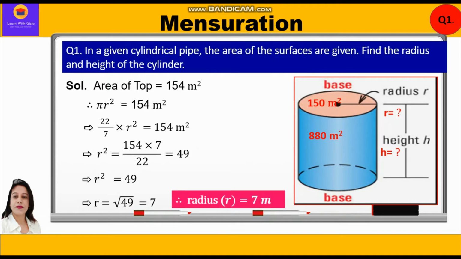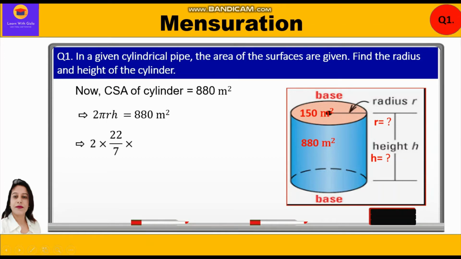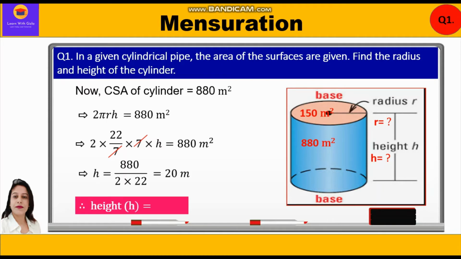Further, curved surface area of the cylinder is equal to 880 meters square. Now formula of curved surface area is 2 pi r h. So we shall write 2 pi r h is equal to 880 meters square. Now we shall substitute the values. We will write 2 into 22 by 7 into 7 into h is equal to 880. Further, 7 and 7 will get cancelled and we will write h is equal to 880 upon 2 into 22, which is equal to 20 meters. So height has come 20 meters.